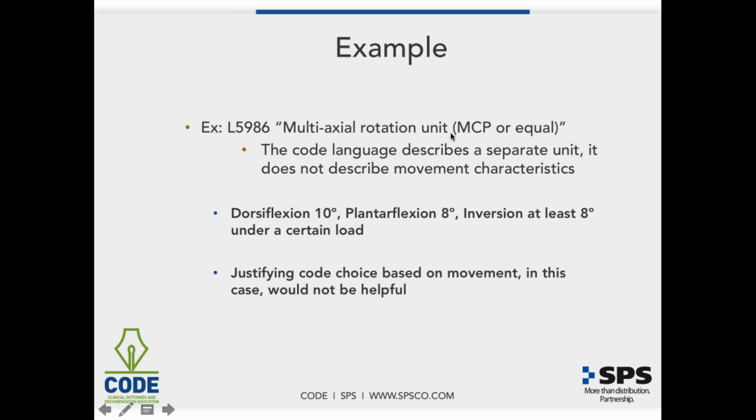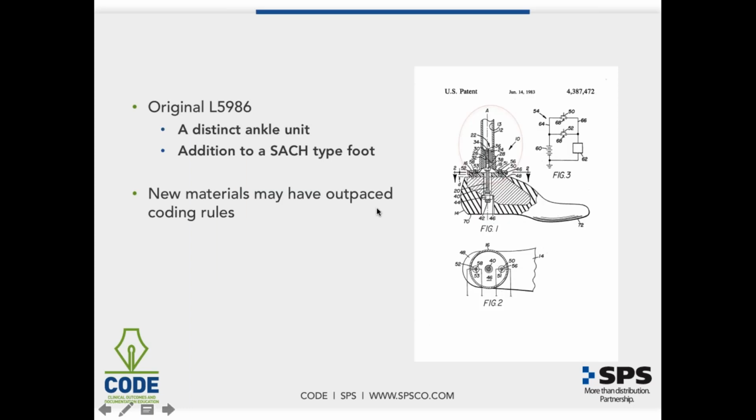I don't know. Maybe it is, maybe it isn't. So to justify the code choice based on how much movement the item gets is not helpful in this case. What we would need to do is look at what the original code was based on. The original 5986 code says right in the code that it's for an MCP or equal. The MCP unit is shown here, at least what we think is the MCP unit, in the original patent as a separate unit that attaches to a SACH foot, stuck on top of the SACH foot, that provides movement that the SACH foot couldn't provide. It is a separate unit.